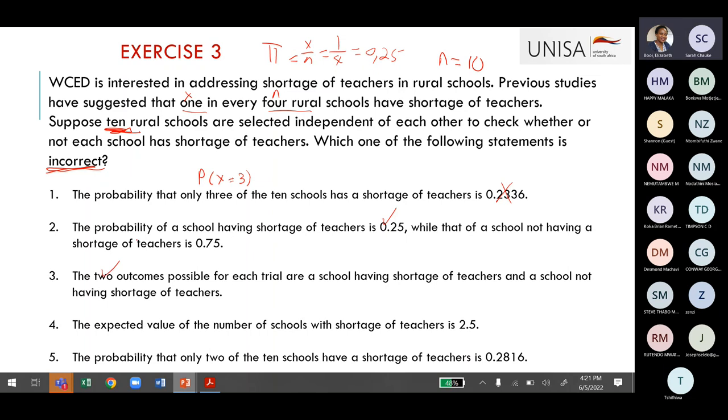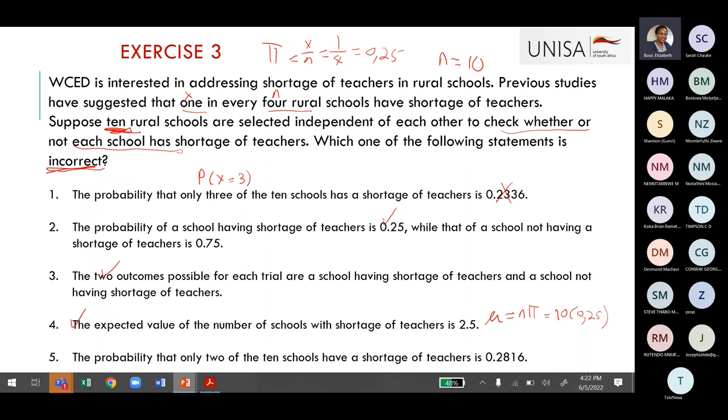Correct, because that's what they told us in the statement. We're checking whether or not the school has a shortage of teachers, so there will be two outcomes. The expected value of the number of schools with a shortage of teachers is 2.5. So they are asking you to calculate the mean, N times pi. Our N is 10. Pi is 0.25. So 10 times 0.25 is 2.5, which means this is correct.